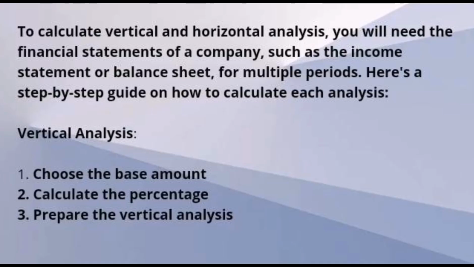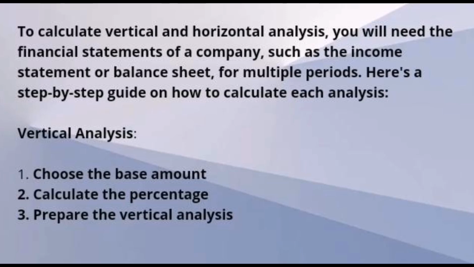To calculate vertical and horizontal analysis, you will need the financial statements of a company, such as the income statement or balance sheet, for multiple periods. Here's a step-by-step guide on how to calculate each analysis. Vertical analysis. First, choose the base amount. Select a base amount to which all other items will be compared. Common base amounts include total assets for the balance sheet and net sales for the income statement.